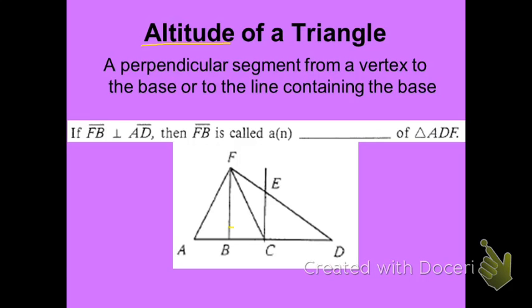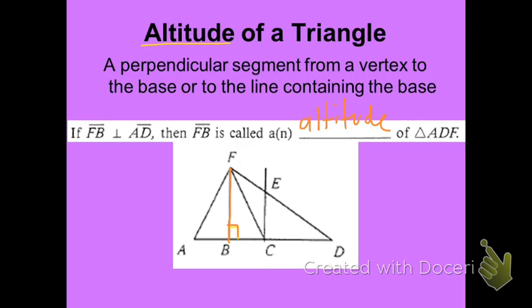So let's mark that off, and I'm going to change the color too. Then FB is called an altitude because it's starting at the very tippy top of the triangle and it's coming straight down perpendicular to the base.